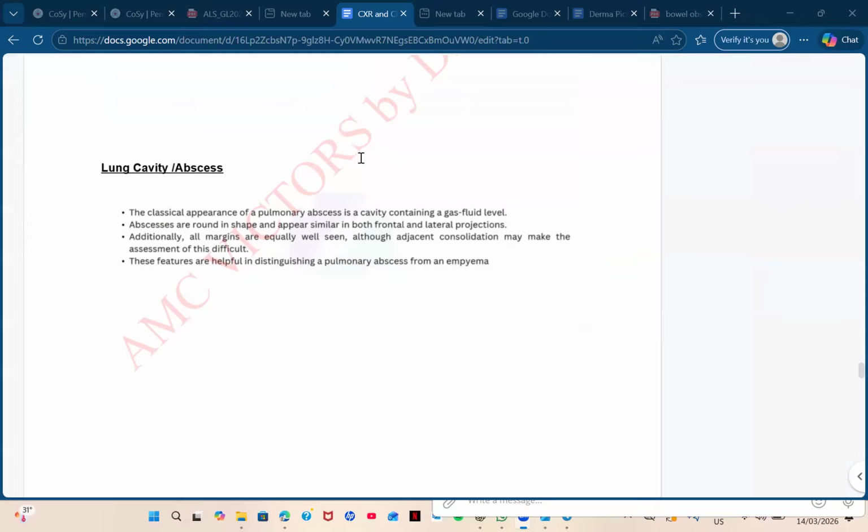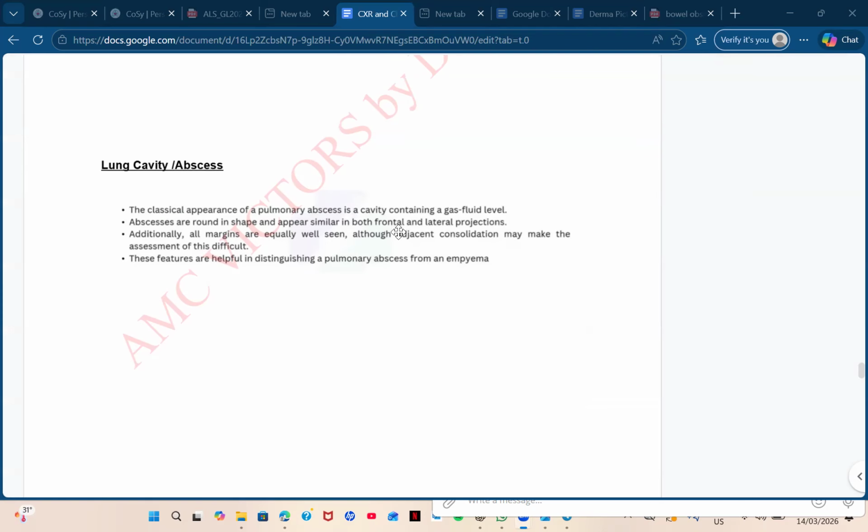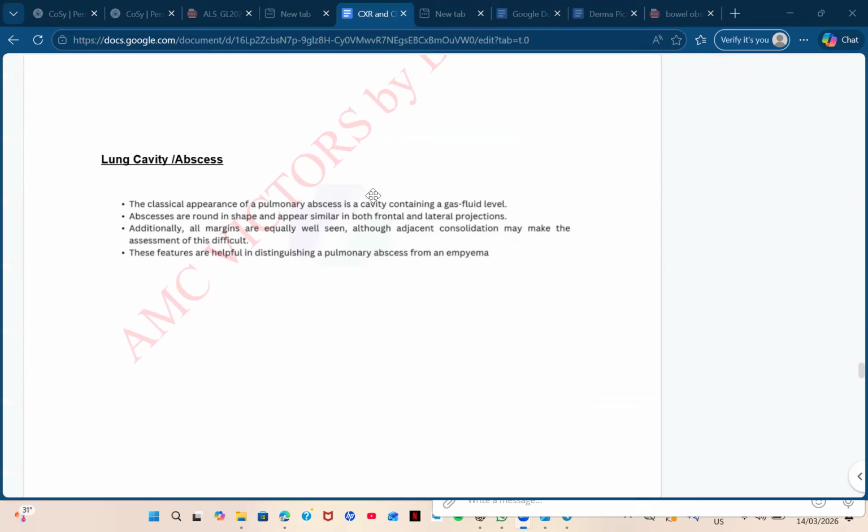So how do we see a lung cavity? Gas fluid level. We can see a ring-shaped appearance, right? Ring-shaped appearance, right, doctors? The classic appearance of a pulmonary abscess is a cavity containing a gas fluid level. Abscesses are round in shape and appear similar in both frontal and lateral projection. Additionally, all margins are usually well seen, although adjacent consolidation may make the assessment of this difficult.